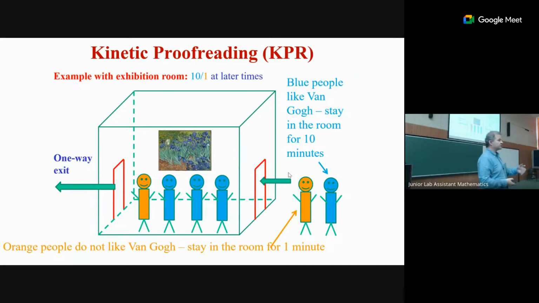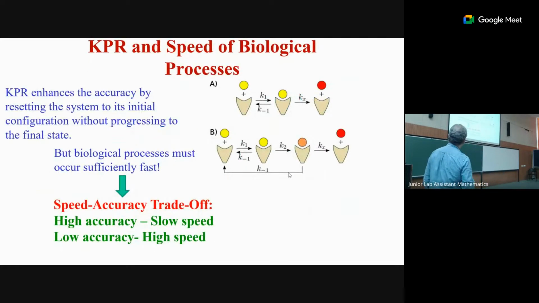You are using this free energy difference, in this language liking or not liking, to increase the fraction of the right outcome. In this case, those people who like Van Gogh is the right outcome. Makes sense, right? Okay, so kinetic proofreading enhances accuracy by resetting the system to its initial configuration, and that's what allows the system to correct the mistake.